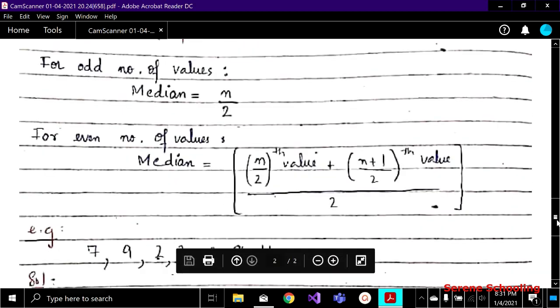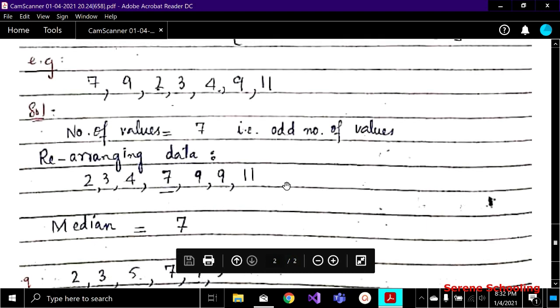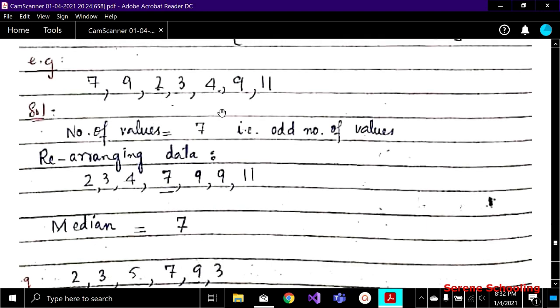So see here how to do this. Here we are given an array of data, 7 values. The number of values is 7, which is odd. So we are doing it without a formula. The very first step is that we always have to rearrange our data, whether in ascending or descending order. You can see my data is arranged over here.